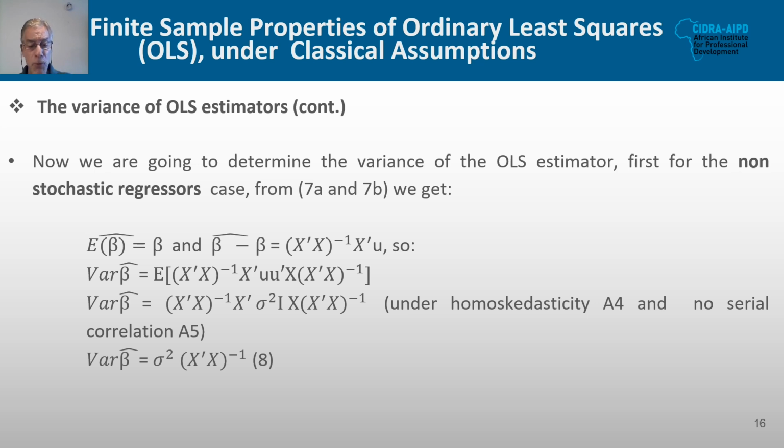But the important term in that equality is how we solve u times u transpose. If you remember that we are under the assumption of constant variance and no serial correlation, then u times u transpose equals sigma squared, that is the variance of the error term, times the identity matrix. So that leads us to the last expression, expression number 8, where the variance of beta hat equals sigma squared, the variance of the u term, times (X transpose X) inverse.